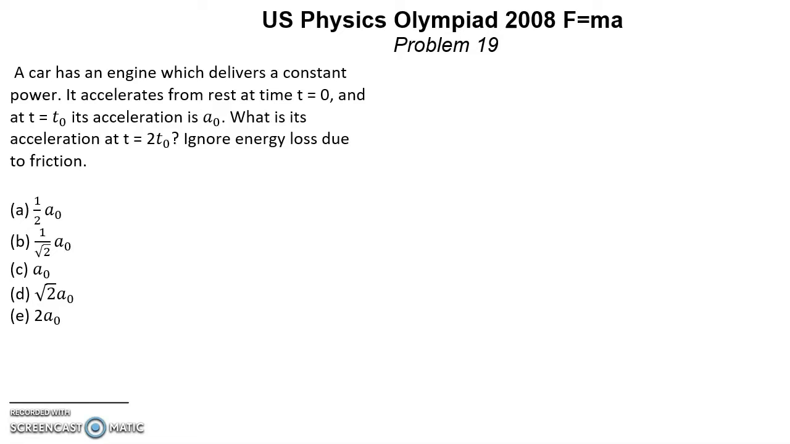Problem 19. A car has an engine which delivers a constant power. It accelerates from rest at time t equals 0, and at time t equals t0 its acceleration is a0. What is its acceleration at time equal to t0? Ignore any loss due to friction.